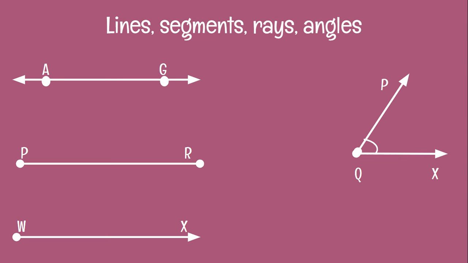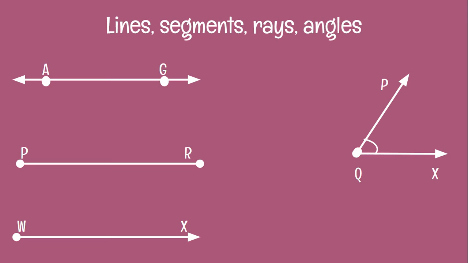At the upper left, we have line AG, or you can also say line GA. Beneath that, we have line segment PR or segment RP. Again, the order for either of those does not matter. Next, we have ray WX. Remember that we only can say WX instead of XW. That would be a completely different ray.